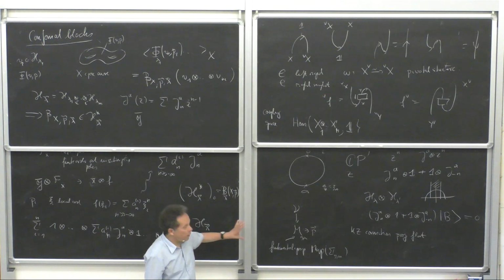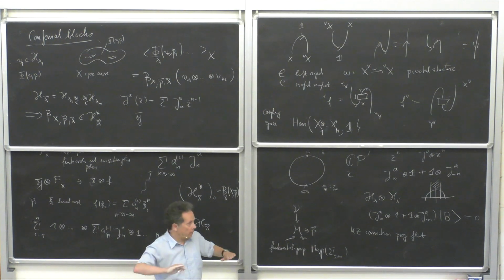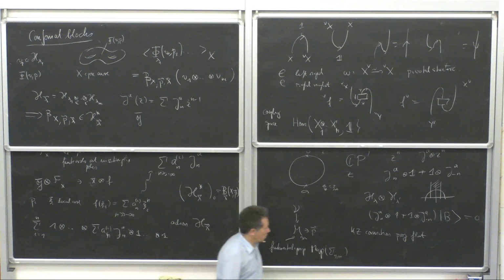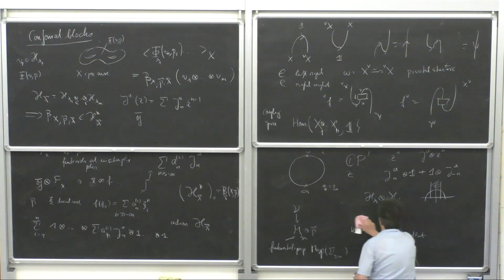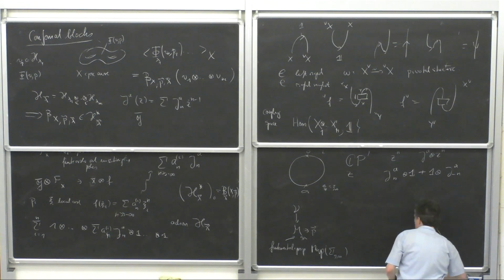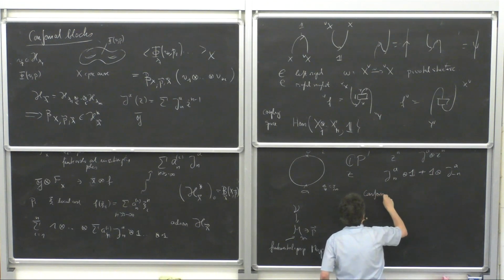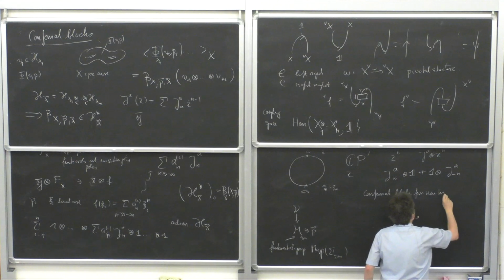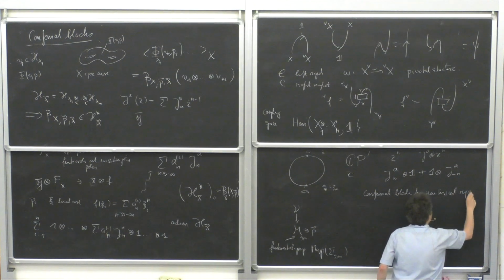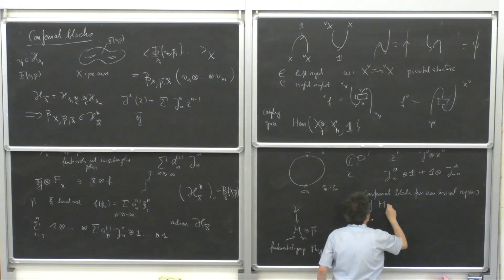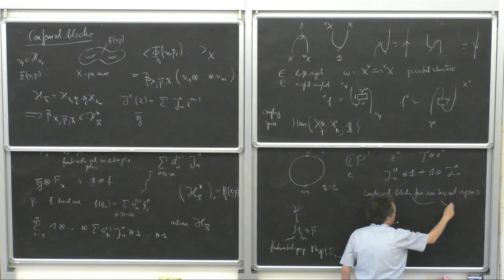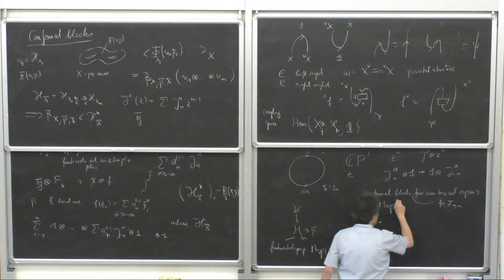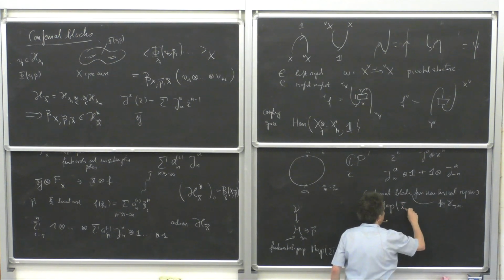So what we are getting from all this story is representations of the mapping class group. This is the upshot of a long discussion: the conformal blocks form non-trivial, in general, representations of the mapping class group, and here I should say conformal blocks for a surface of genus G and M marked points, and it's the mapping class group of sigma G,M.